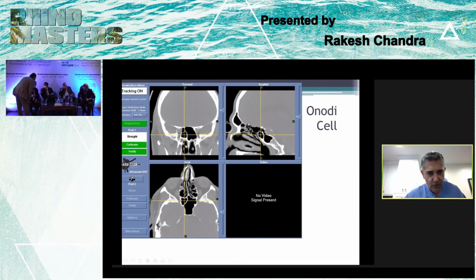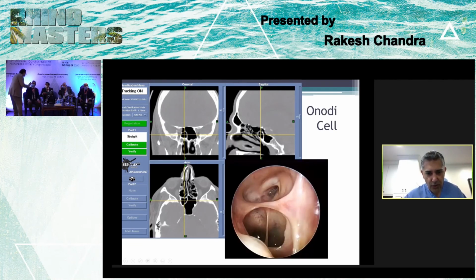So in this case, the crosshairs is in the right sphenoid sinus. Here is the left sphenoid sinus. This is the anode cell, which is sitting superiorly and somewhat laterally. The significance of that is that the optic nerve, when this anode cell is present, is frequently dehiscent in that cell, and that's what you see here.